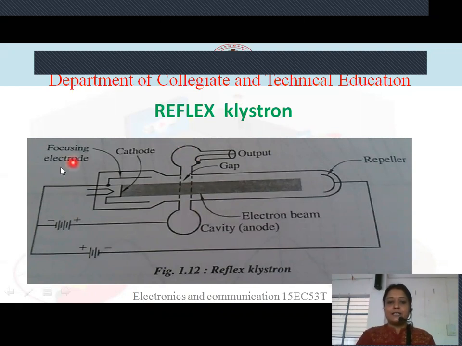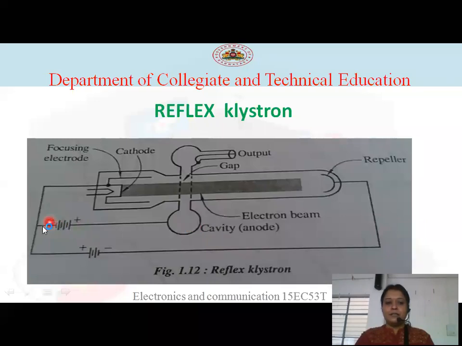If you consider the constructional diagram of the reflex Klystron, again this is the cathode, which is generating the electrons. We have only one cavity, which is called the anode. If you observe the polarities here, the anode is at more positive voltage compared to the cathode, because the positive terminal is connected to this cavity.